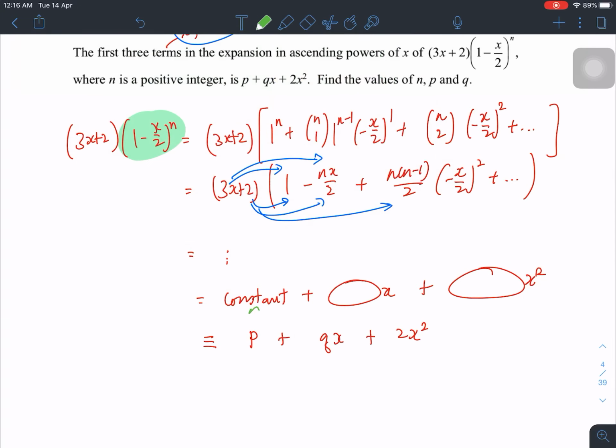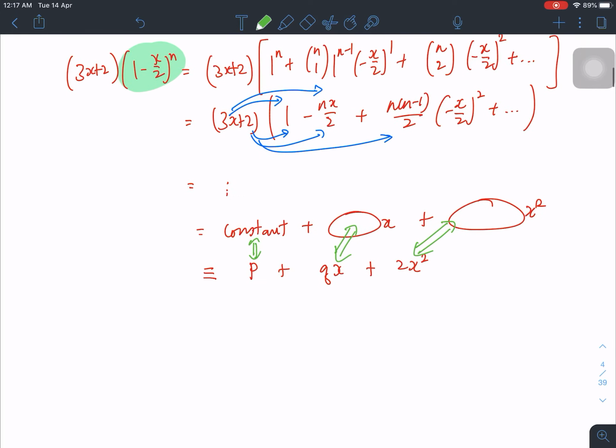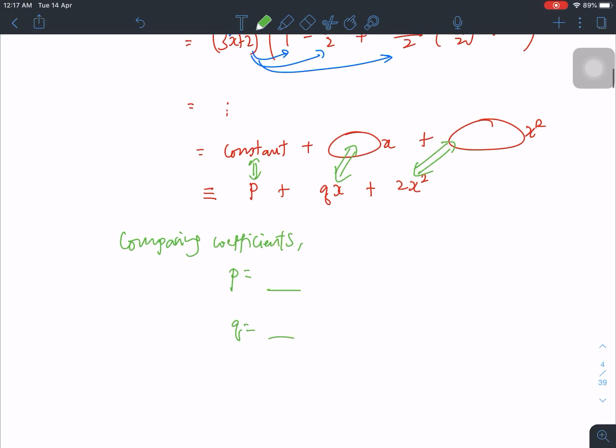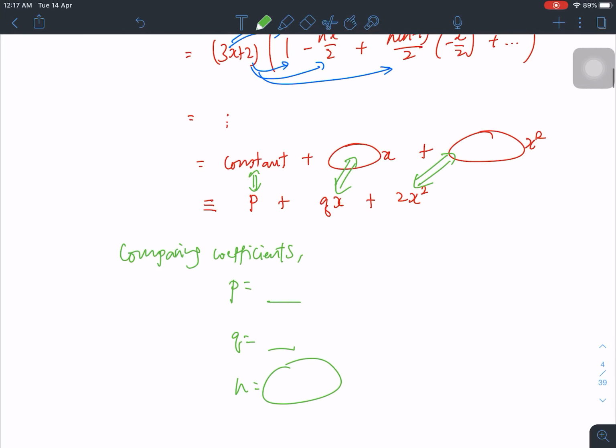So clearly we see that now the constant term would assume the value of p, the coefficient of x would assume the value of q, and of course lastly the coefficient of x squared assumes the value of 2. So you would write, comparing coefficients, p would be what, then of course q would be what, and so on and so forth. And of course your n would be some terms which you would need to find out on your own.